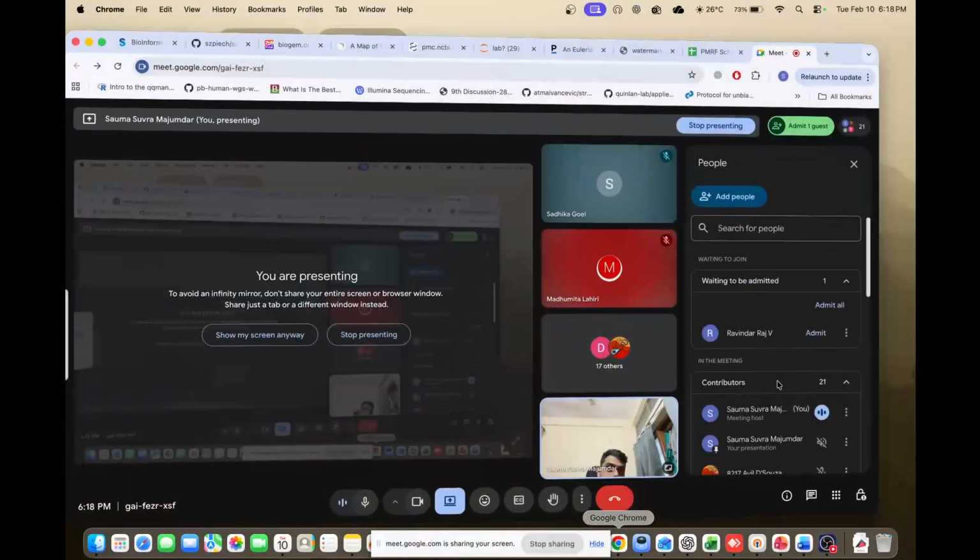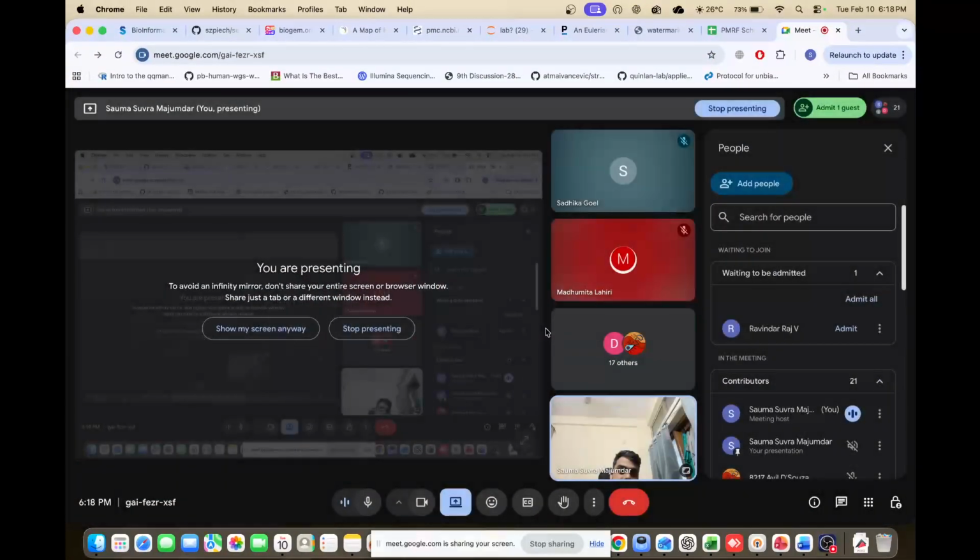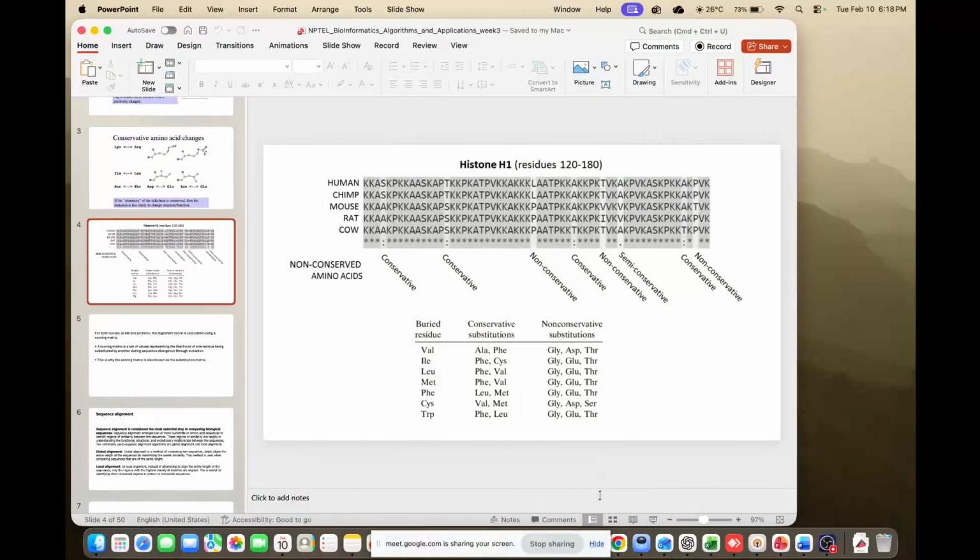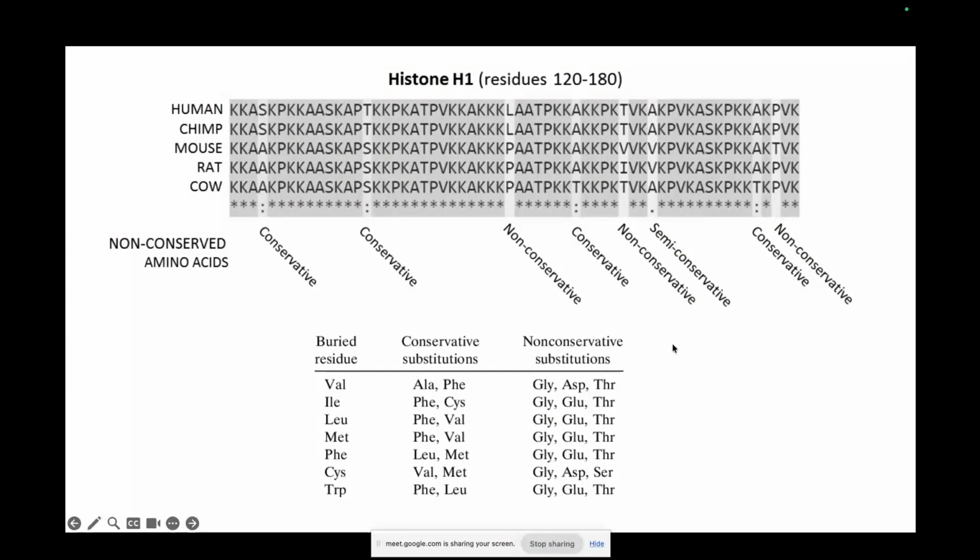So histone is a very fundamental protein that is present in different eukaryotic organisms, and the function is more or less similar across different organisms, right? The function basically is to wrap the DNA around it, right? So it's a very simple function, but it is well conserved across different organisms.